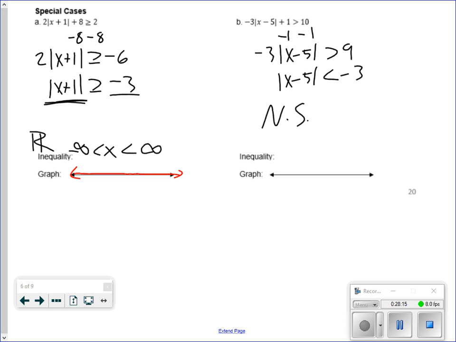For the inequality, there's nothing to put there. It's no solution. The graph, leave it empty. There's nothing on the graph that works for this problem. So you just leave it blank.